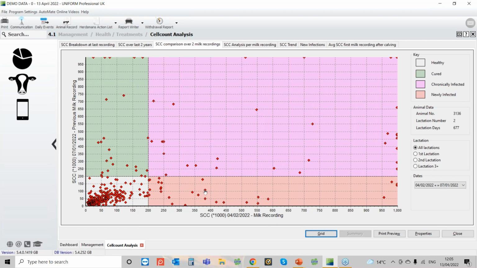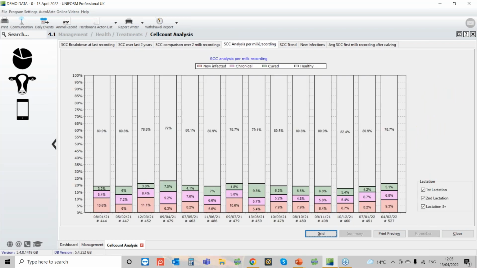If we want to dig deeper, we go to the analysis per milk recording. It looks at each recording and breaks down the percentage of new infections, chronic, and cured, and cured, as I said, is they were high previously and now they're okay. And then finally, we've got the healthy ones. So what I can see on this one, if I look at the recording in February, is that 9.3% were new infections.